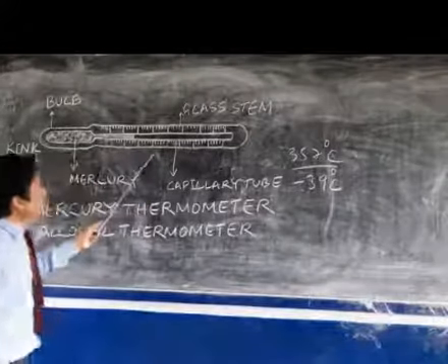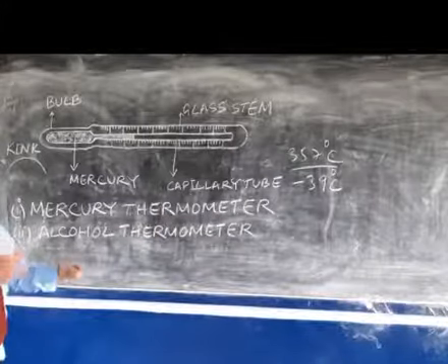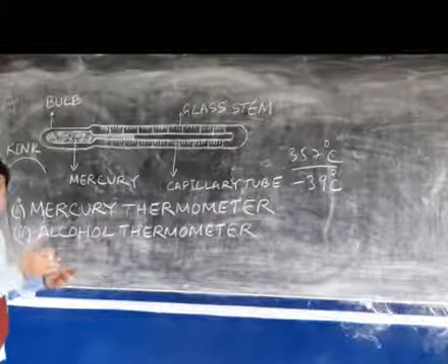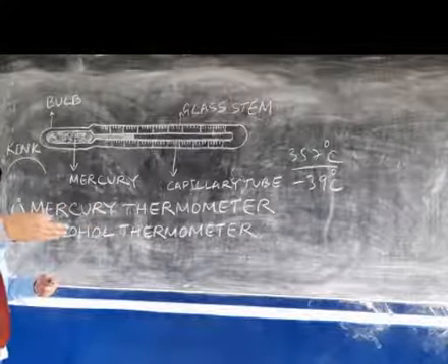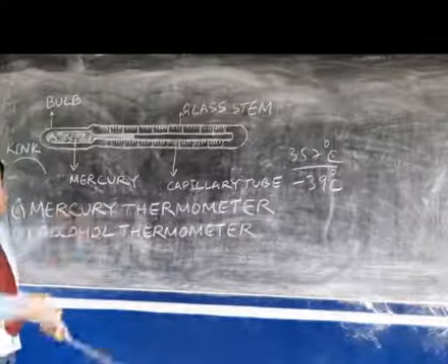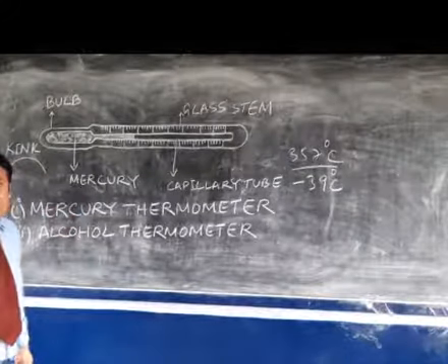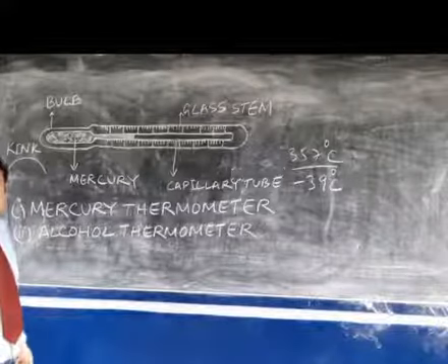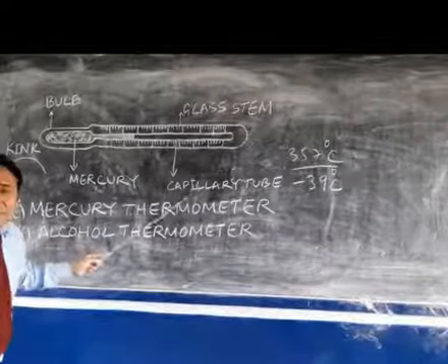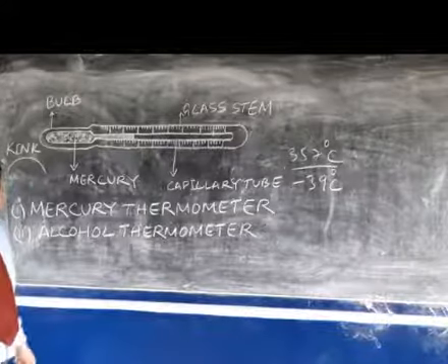And this mercury is not opaque. It is shiny, and it can be seen from the glass tube. From outside you can see how much the level of mercury has risen. It does not stick to the glass bulb or to the capillary tube. It does not form air bubbles, and it can be obtained in a pure state. All these are the advantages of using mercury.